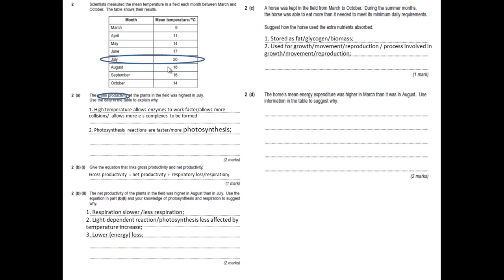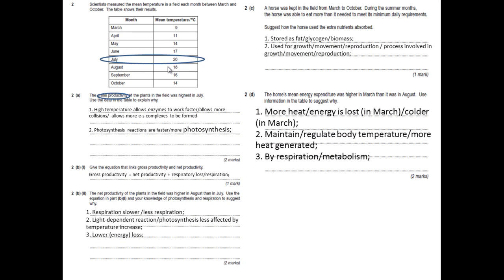2D. The horse's mean energy expenditure was higher in March than it was in August. Use the information in the table to suggest why. Well, if you compare March with August, March is clearly much colder, so it's got to be something along those lines. If it's colder in March, there's going to be more energy lost, used to maintain the body temperature, so more heat will be generated. And obviously that's done via respiration or metabolism, so any of those is a valid mark.